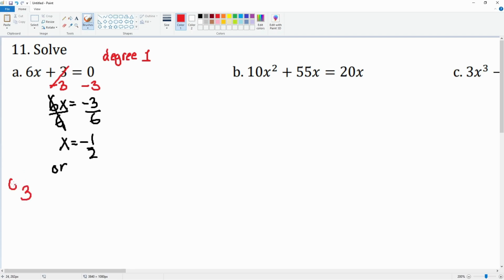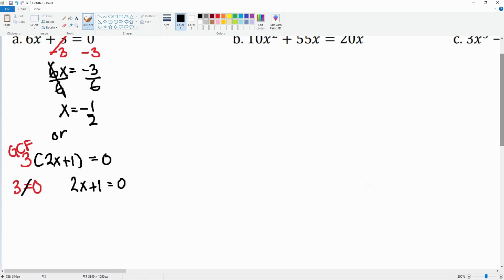Or if you want to think about factoring it, you can technically factor out a GCF of 3. This is the GCF. What is left on the inside is 2x plus 1 equals 0. Then if you follow that same format of setting each factor equal to 0, we set the 3 equal to 0 and the 2x plus 1 equal to 0. Notice 3 can never be equal to 0, so that goes away.